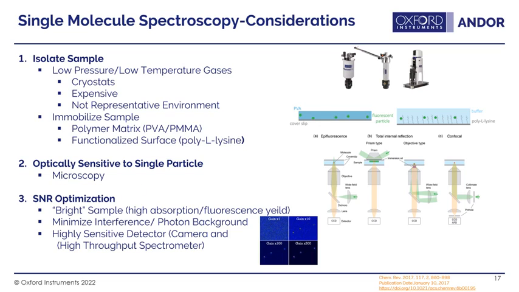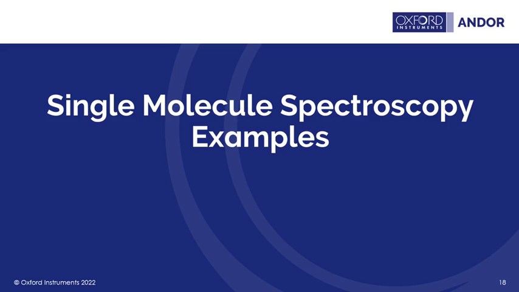To do this, it'd be good to have a bright sample, and by that I mean a sample that either has a high absorption coefficient or a high fluorescence yield. It's also necessary to minimize the background photons and interference from molecules that you don't care about that might be in your sample. And it helps to have a highly sensitive detector, which means a highly sensitive camera that can measure weak signals, and a high throughput spectrometer, which can get as much light as possible to the detector or to the camera. Now we'll have a look at a couple of examples of single molecule spectroscopy experiments.